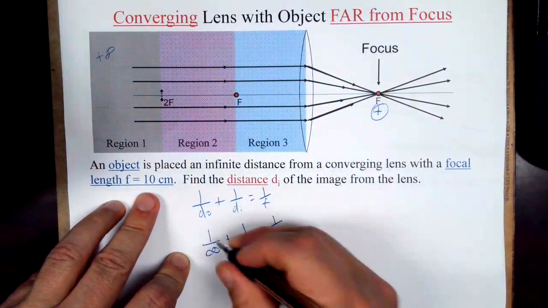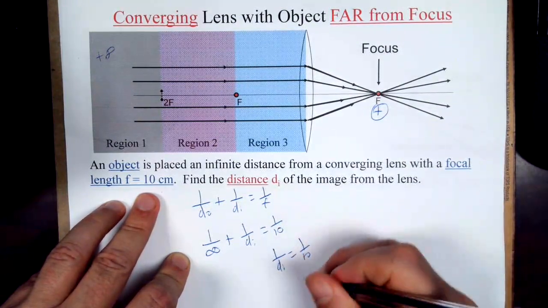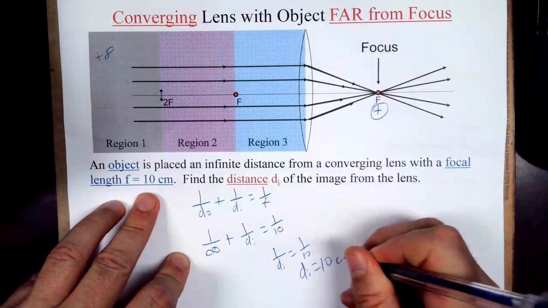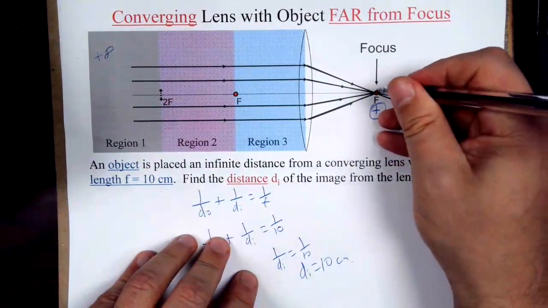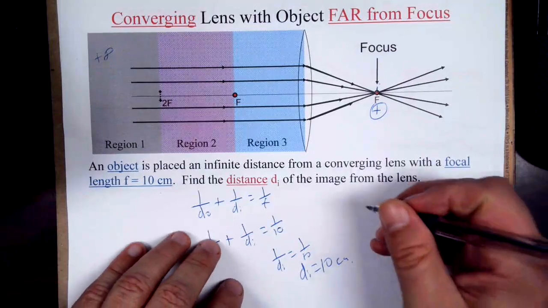So since this is 0, this becomes 1 over di is 1 over 10, and di is equal to 10 centimeters. So the image also forms here, and that's telling us that the image will form at the focal point, which is kind of what we expected from the ray diagram.